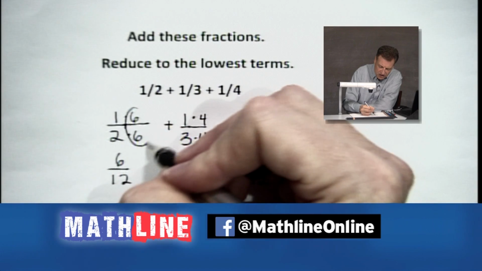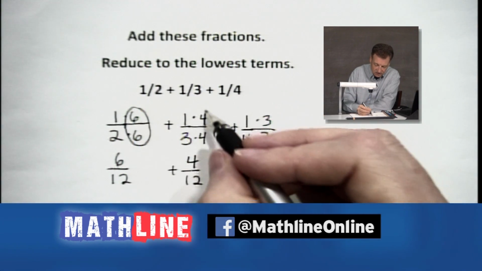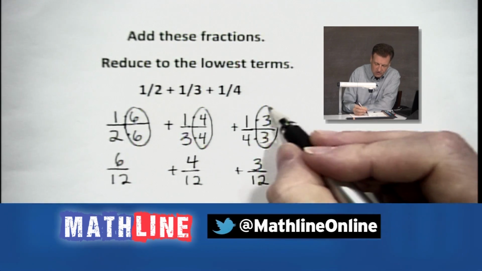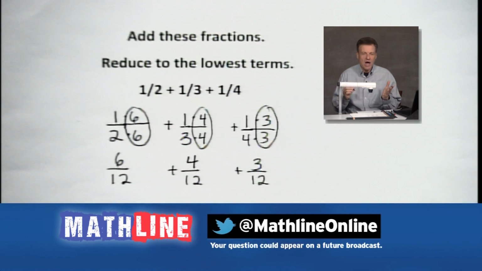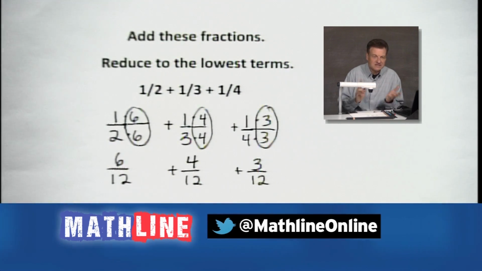By the way, we always like to point out, I go back and digress a little bit. 6 over 6, 4 over 4, 3 over 3. Those are just ways of naming 1. So in other words, we're renaming the fractions, but their value stays the same. 1/2 has the same value as 6/12, all right? That's why we can interchange these.